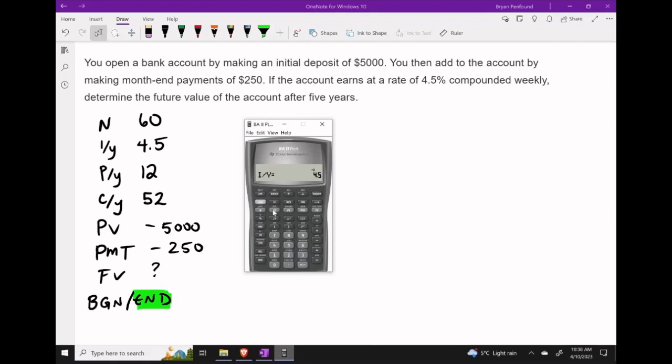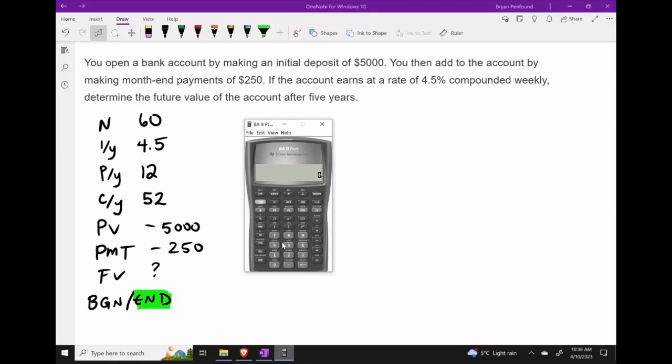So let's save 4.5 into IY. We'll hit the second key to go into our submenu. PY is already 12, so I'm going to scroll down and update CY to be 52. And when we're in the submenu, we have to use the Enter key in order to save these values. So there we go. We have PY is 12 and CY as 52. We can now second quit.